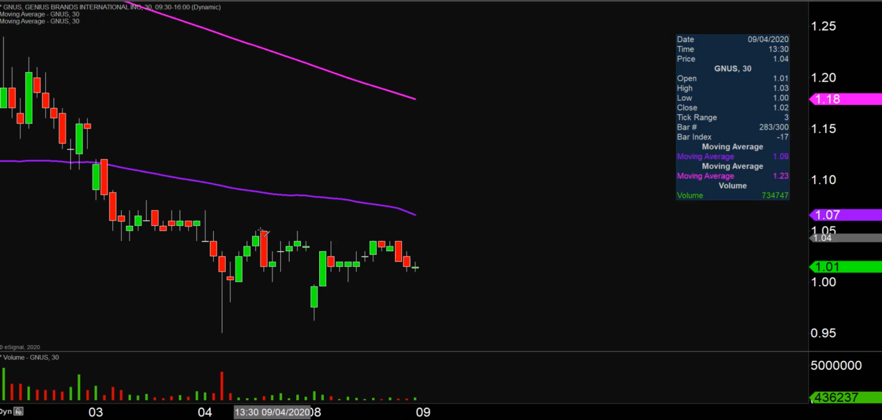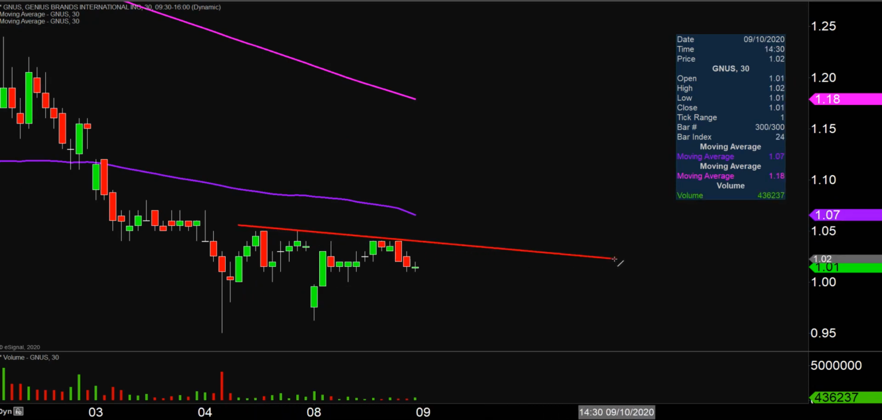So the first part of this pattern is the resistance portion of it, which you can see right here is being formed via this resistance trend line right there. The prices try to bounce several times, and it just keeps getting rejected further and further lower.